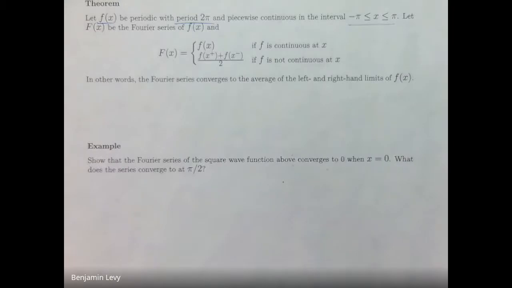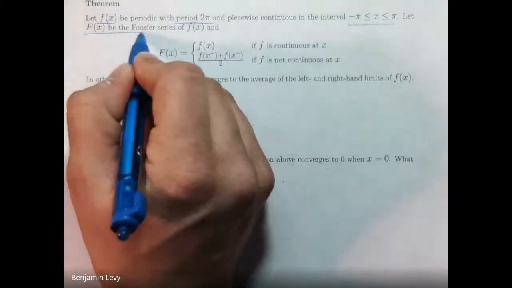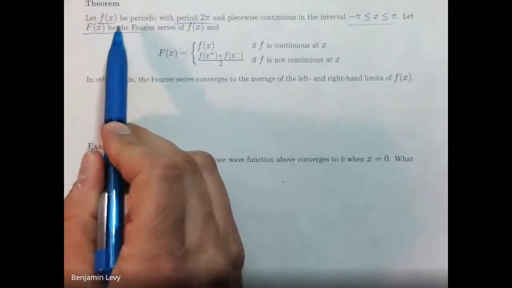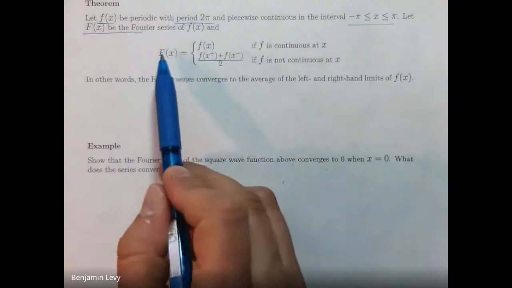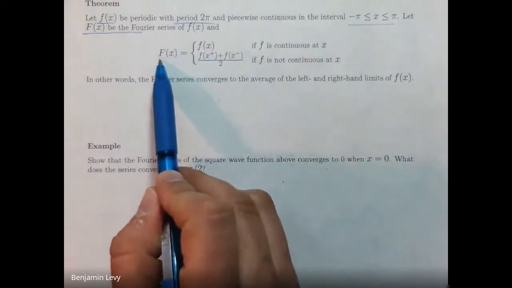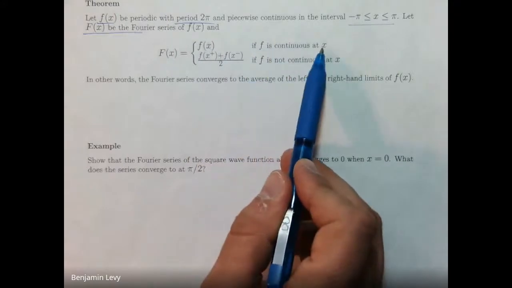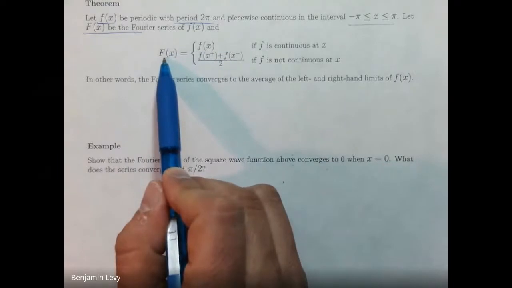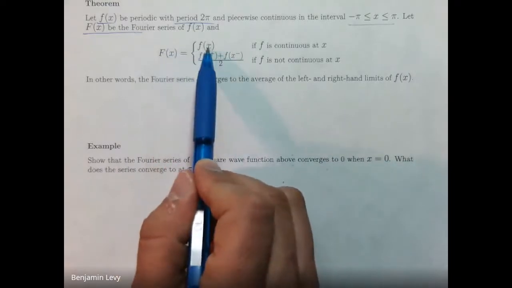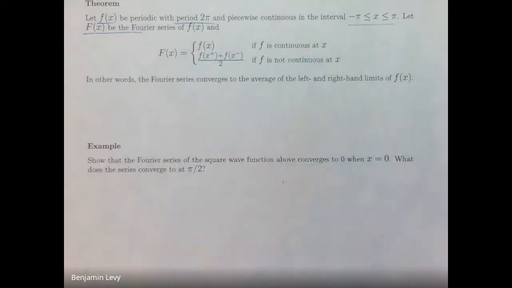And we had said that capital F of x is the Fourier series. So when you see a capital F, that means it's the Fourier approximation of little f. And what this theorem says is that the Fourier approximation is going to equal the function value if the function is continuous at that point. In other words, when you do the infinite series, you will get the exact value at continuous points.